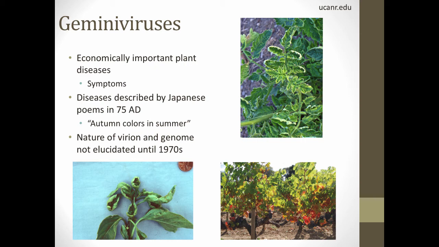So these Geminiviruses are probably one of the oldest or earliest observed viruses. There's reports, and some people have speculated that a Japanese poem written a few thousand years ago was actually describing the result of a viral infection. So this Japanese poet described autumn colors in a plant seen during summer. And so these are typical of Geminivirus infections because you get yellowing of plants, which is associated with fall senescence. But it wasn't until nearly 2,000 years later that the nature of these virions and the genome was actually elucidated.